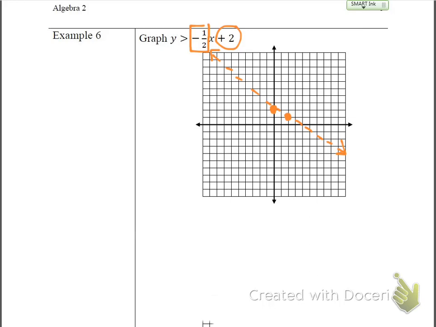Greater than means I'm shading which area, above or below? Above. And that should be logical, right? Anything greater than is above. Anything less than is below. So shade that area. And that's it.